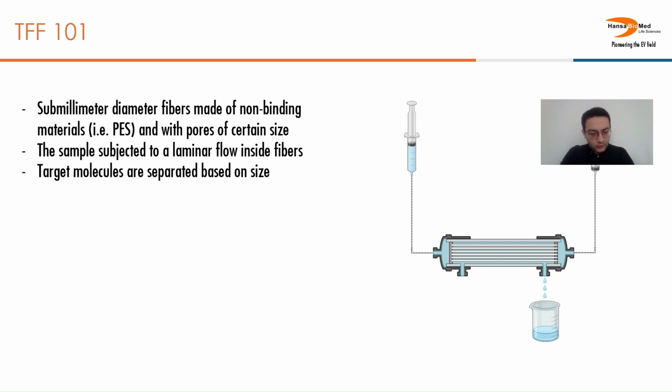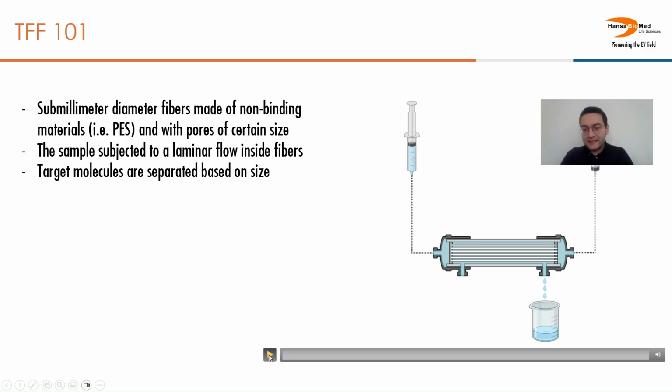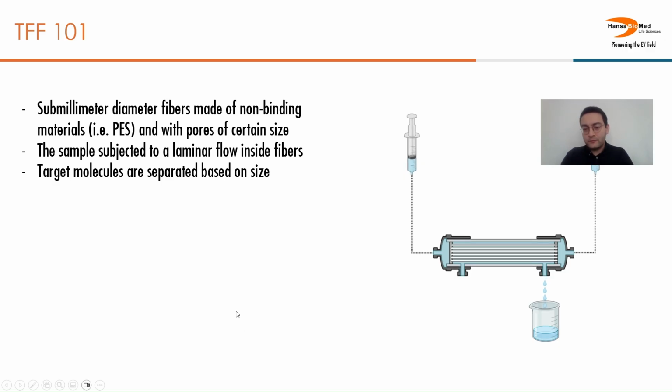And here I hope you will be able to see this animation. In this animation, you can see how it can be used manually in practice. You basically connect your syringes on both ends and you push the sample back and forth until there is no filtrate coming out. Just for visuality, I can show once more. So this is how simple it can be used in practice.